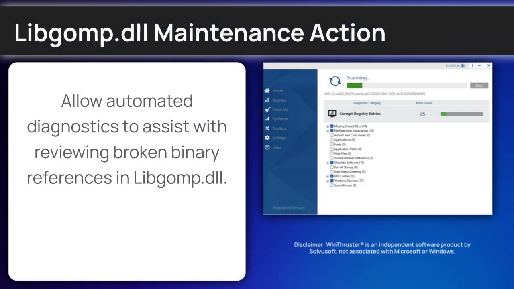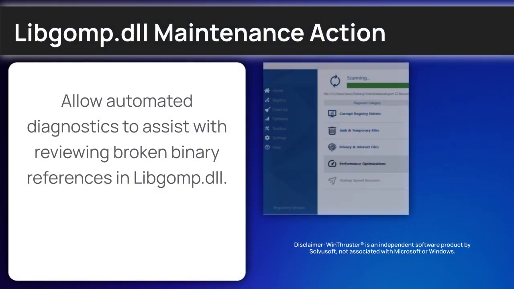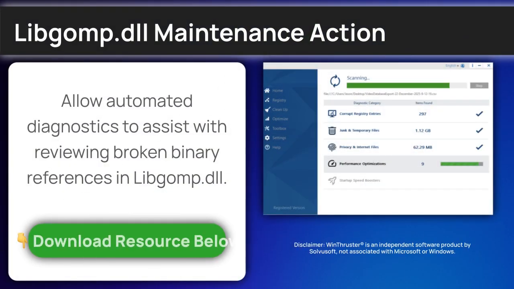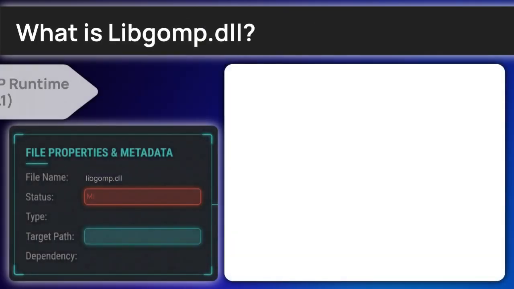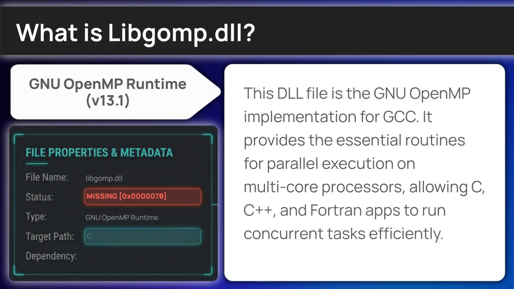To kick off the manual repair for Libgomp, you can also find an official toolkit designed for system-level synchronization. This DLL file is the GNU OpenMP implementation for GCC. It provides the essential routines for parallel execution on multi-core processors, allowing C, C++, and Fortran apps to run concurrent tasks efficiently. Understanding the file's role is a great start.